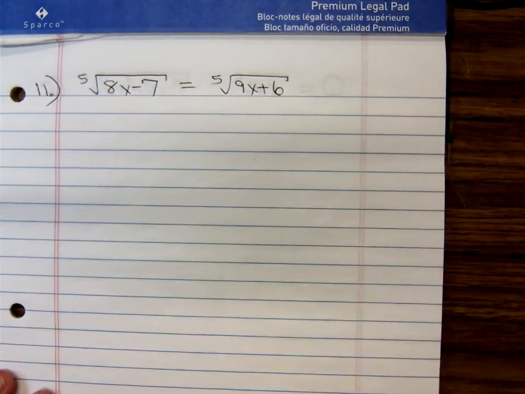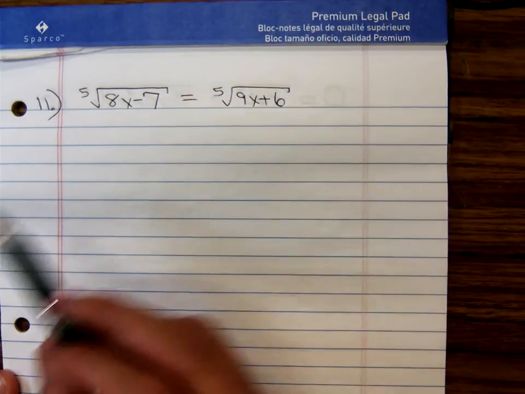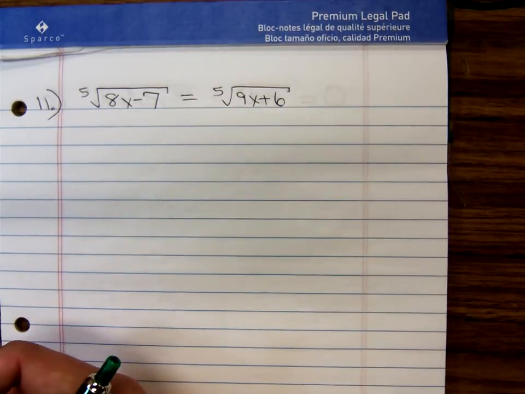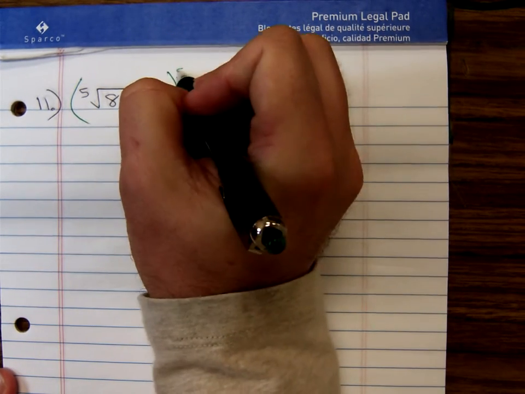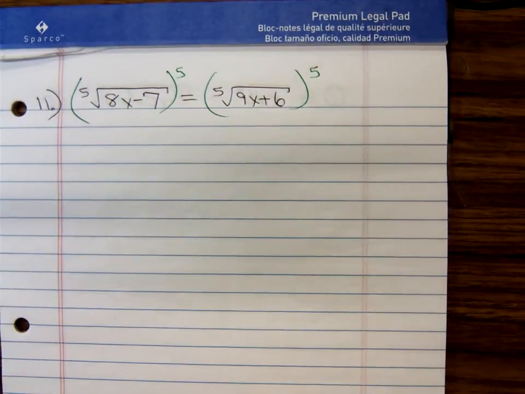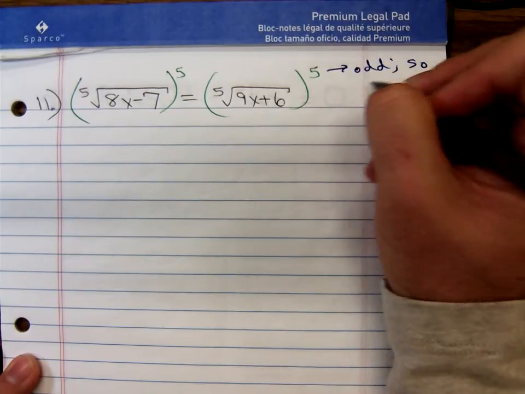This is really nice because do we have to move terms around? No, we have two radical terms, both of which are isolated. Are we going to square both sides? No, we raise it to the fifth power, whatever that index is. Once I'm through here, am I going to have to check my work? No, because that power is odd. So, there's no checking.